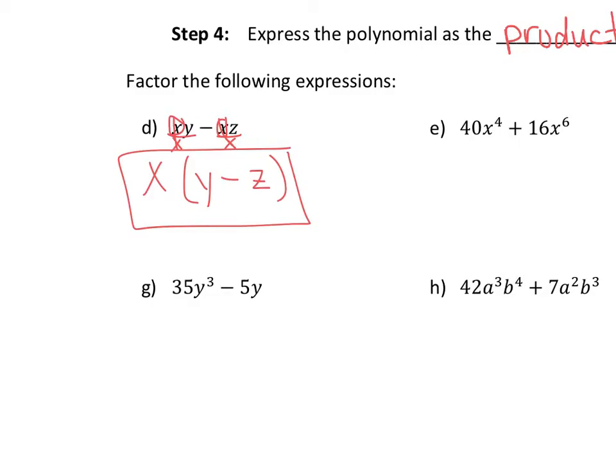If we wanted to check it, we could distribute. X times y is xy, minus x times z is xz. So we do, in fact, get our original problem, so I know that I factored correctly.